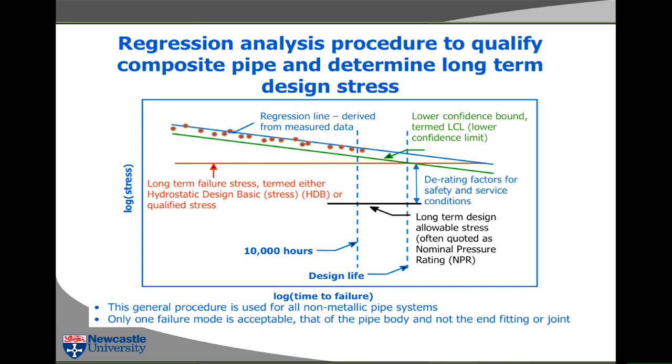Now, this type of procedure, again, is used for all non-metallic piping. We're talking about polythene today, but next week I'll be talking about the same graph in relation to fiberglass pipes, except the failure mechanism is different. But that doesn't matter, you can still use the same graph. So what do we do here?